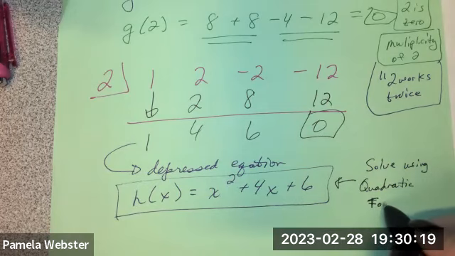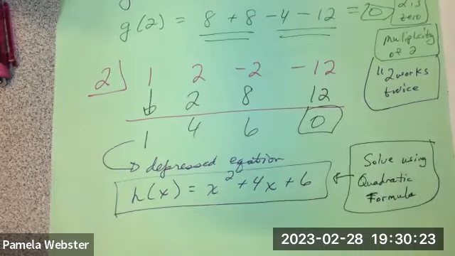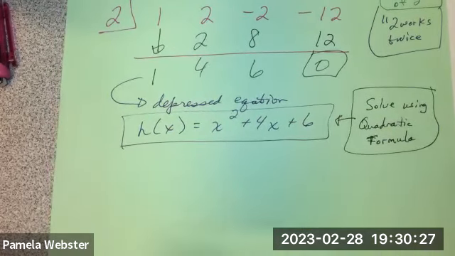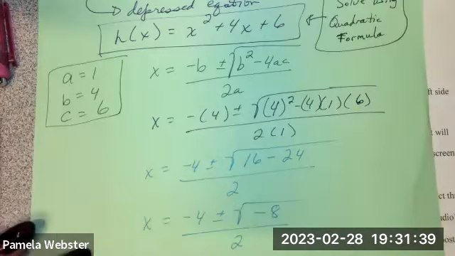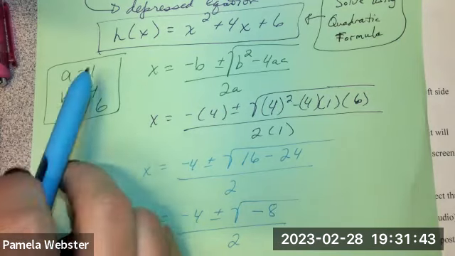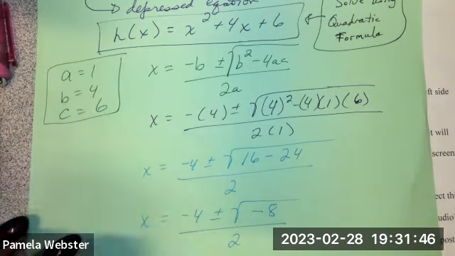Okay, so that's where I am. One more time, I'm going to pause it. I'm going to do the work because I feel like you guys can do the work for the quadratic formula, and then I'll come back one more time. Okay, whew. So I got my A is 1, my B is 4, my C is 6.